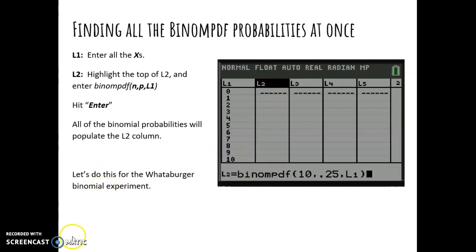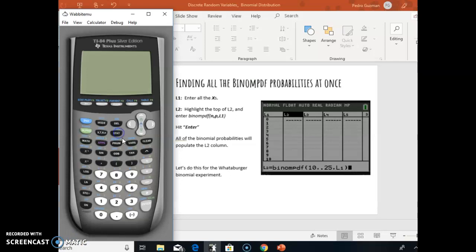So let's do this for the Whataburger experiment. Alright, we're going to go to Stat, enter, clear out our lists. I'm going to type in 0, 1, 2, 3, 4, 5, 6, 7, 8, 9, 10. And hopefully all of those numbers typed. I'm going to check real quick. Don't forget to always start with 0 because you can always have 0 successes.